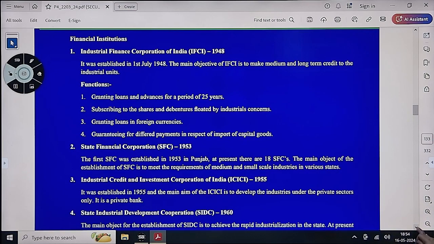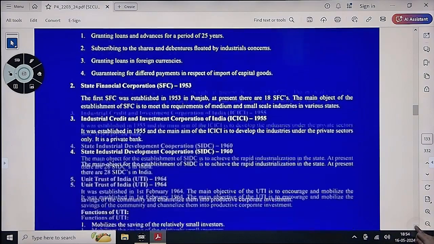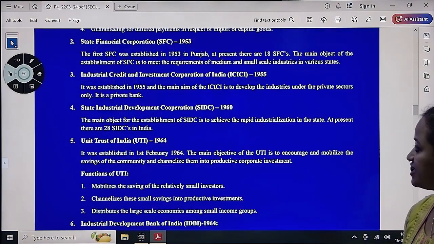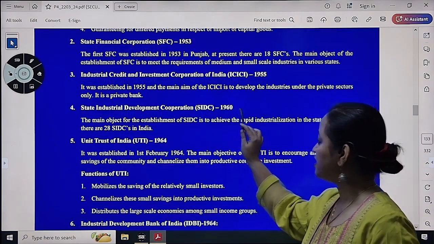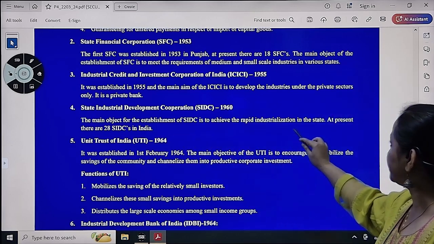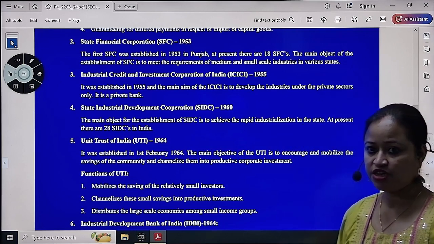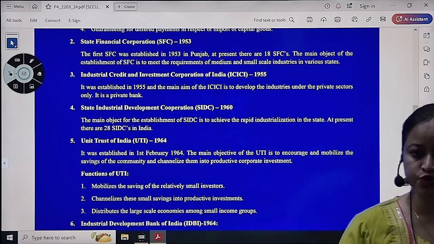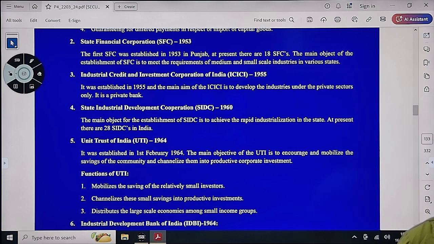Now SIDC, what is the full form of SIDC? State Industrial Development Corporation, established in 1960, and the objective is rapid industrialization in the state. So these institutions are promoting new units. Any individual who wants to come up with a new industry, if that person wants to take up a loan, all these institutions help.